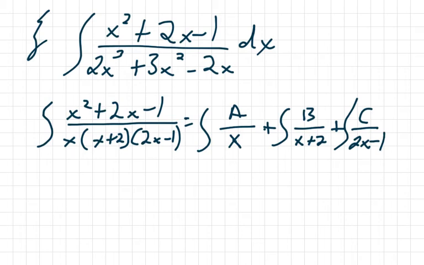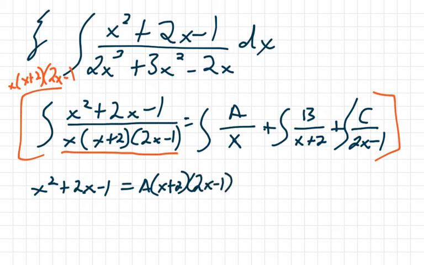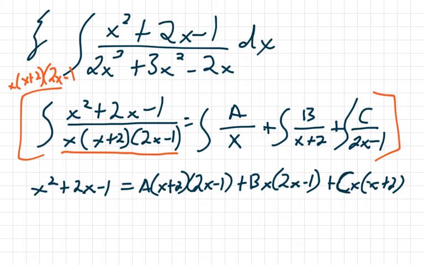So again, multiply everything by the common denominator, which is always these three, once you have it factored. So when I do that, x plus 2, 2x minus 1, I end up with x squared. I'm going to drop those integral signs for the time being because it doesn't really matter. It equals a times x plus 2, 2x minus 1, plus bx, 2x minus 1, because the x plus 2 cancels, plus cx, x plus 2.